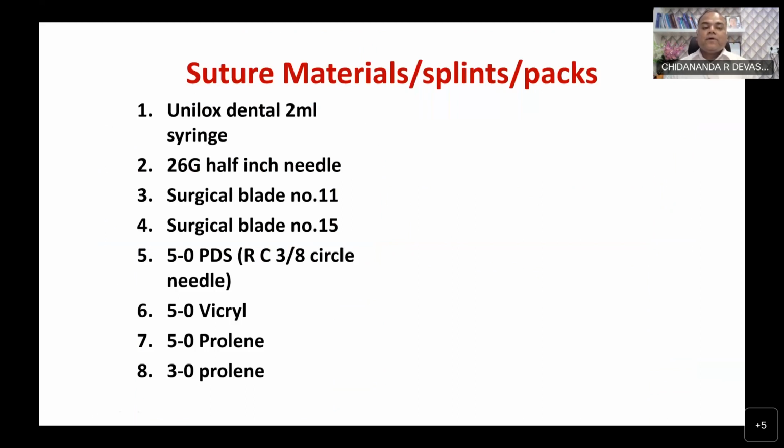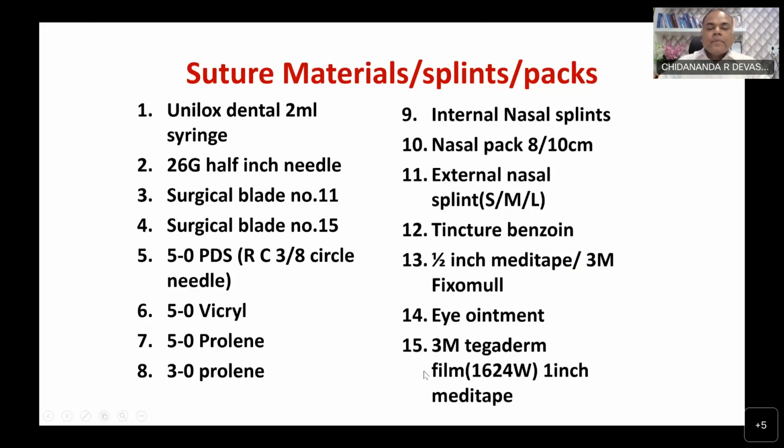What are the materials required for rhinoplasty? You must have good syringes to infiltrate the nose, nasal septum or nasal framework. 26 gauge Orfit needle to stabilize the suture, those needles to keep the cartilage in desirable position before suturing. Number 11 blade, number 15 blade, and the sutures like 5-0 PDS, 5-0 Vicryl, 5-0 Prolene, and 3-0 Prolene.